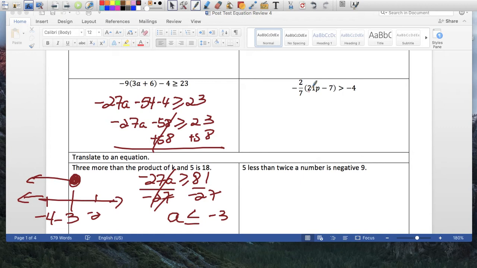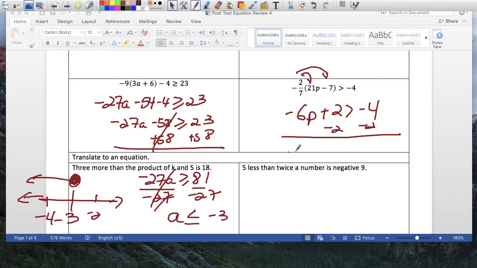Negative 2 times 3p, so it's distributed properly, right? Yeah, it's negative 6p. Negative times a negative is going to be a positive. This is going to be just 2, greater than negative 4. Minus 2, minus 2. We're going to get negative 6p is greater than negative 6.